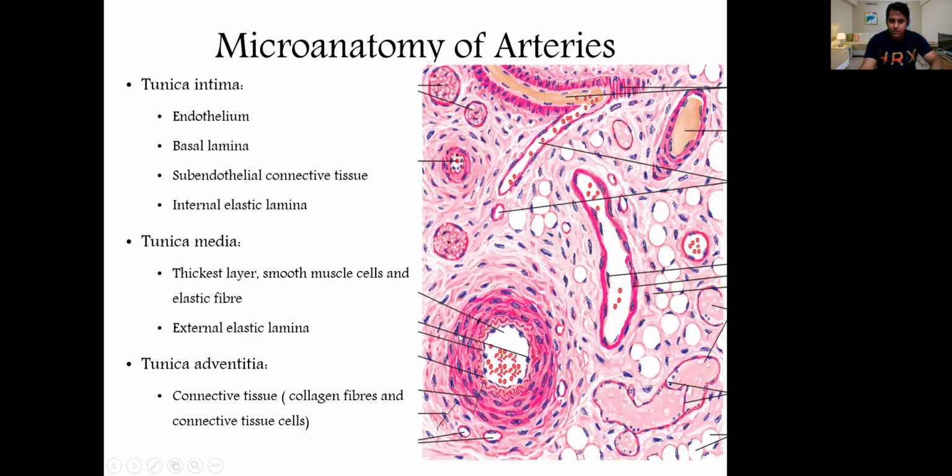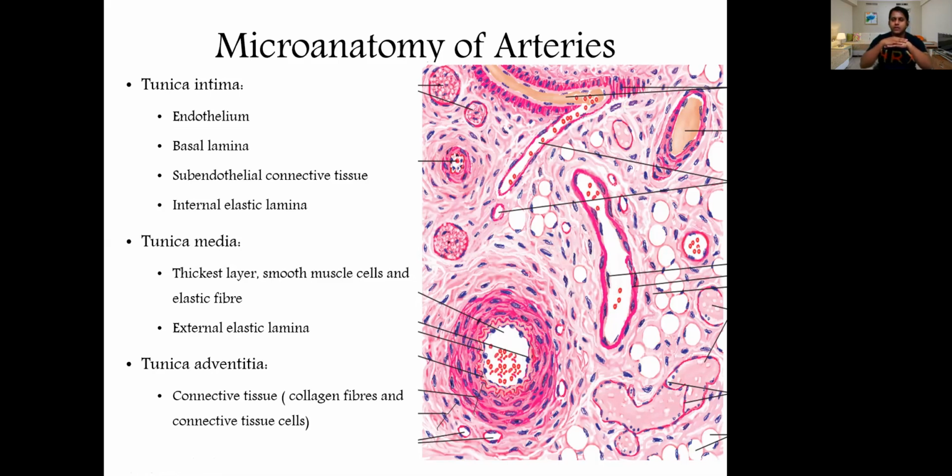So this is one of the arteries, what you can see right here. So this artery has the tunica intima, as I said. So the tunica intima, the first layer, what you can see after the lumen is the endothelium. So endothelium is nothing but the simple squamous epithelium, right? So this endothelium rests on the basement membrane.